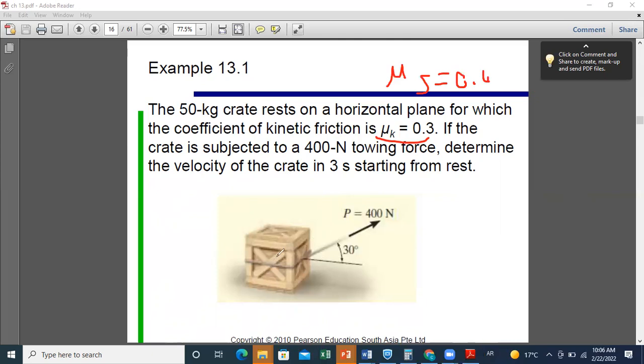So we say that we have here the normal, we have the weight, and we have the friction, but we don't know if it's static or kinetic. Whenever we don't know if it's static or kinetic, we should make an assumption. And we always start with the assumption of the static case.